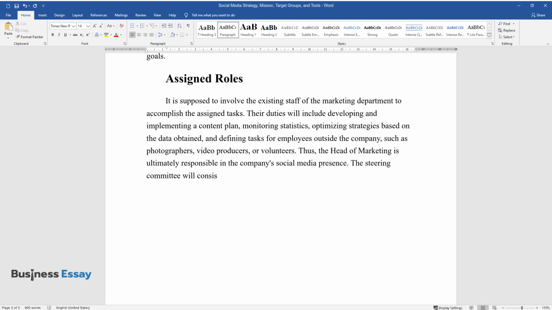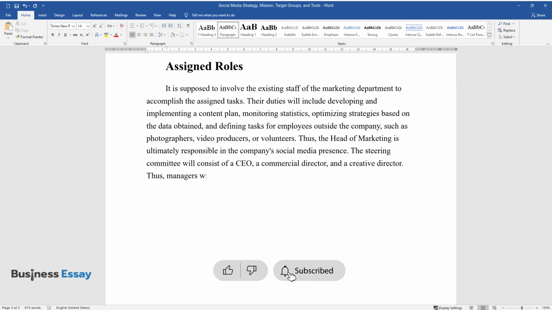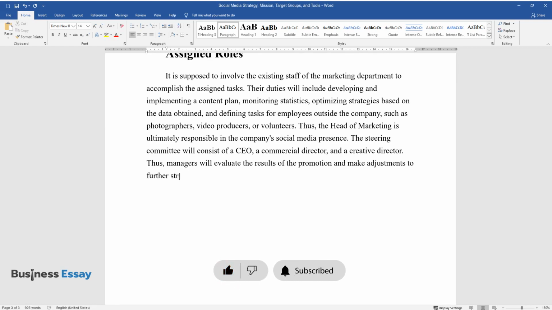The steering committee will consist of a CEO, a commercial director, and a creative director. Thus, managers will evaluate the results of the promotion and make adjustments to further strategy.